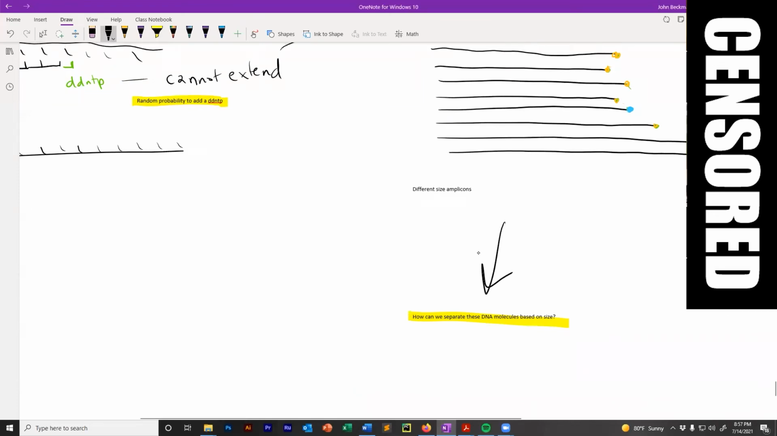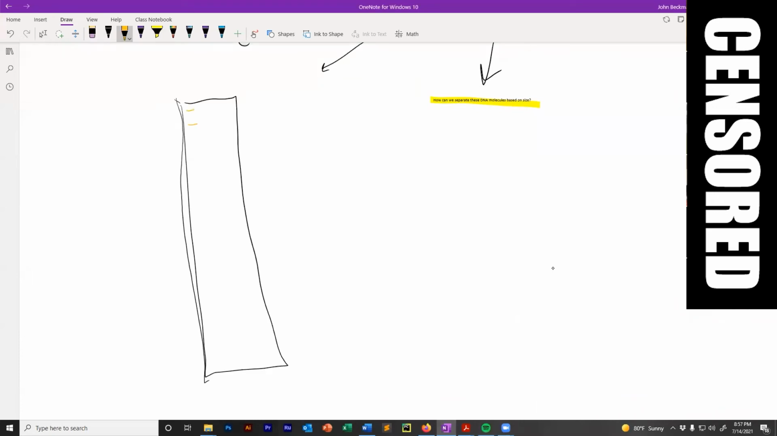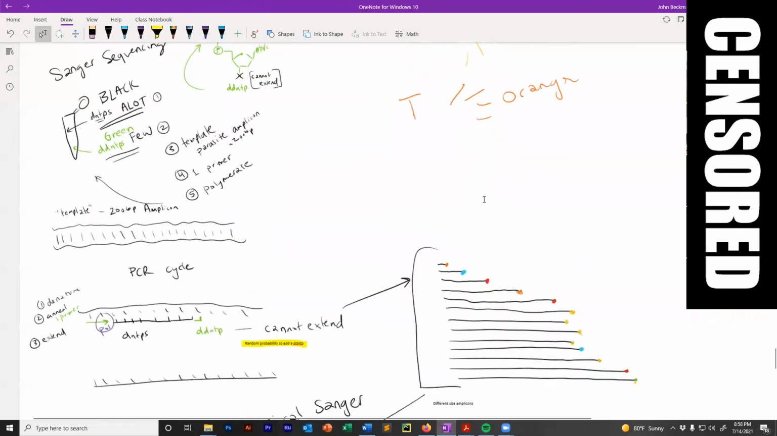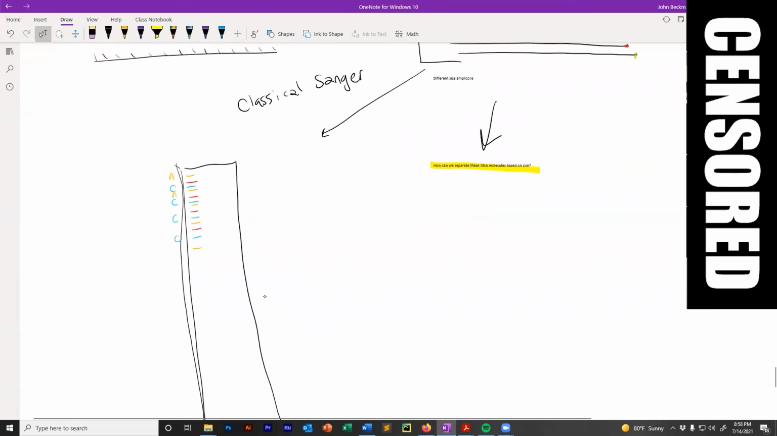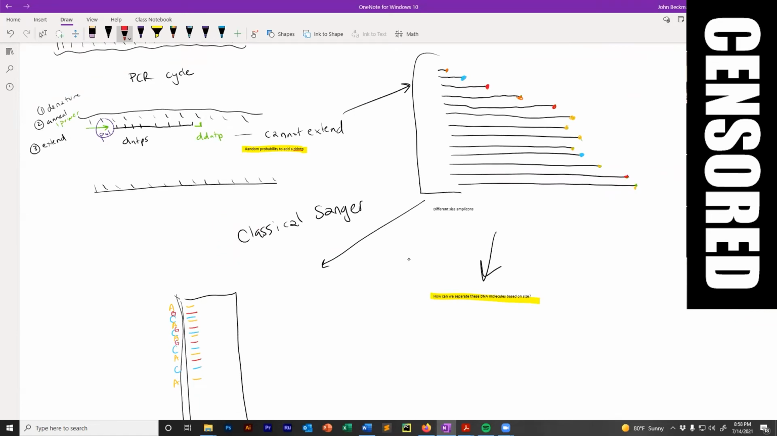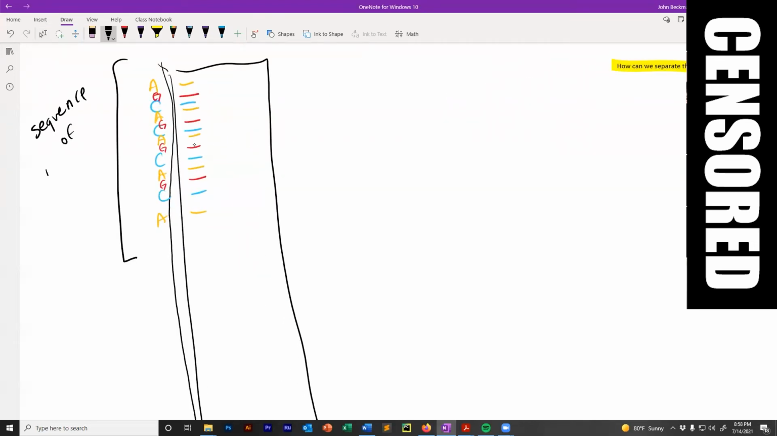So in early Sanger, in classical Sanger, they would take these and they would run a very, very long gel. And you would get bands of different sizes that would shine different colors. And from this, we could know blue was C, C, C, C, C. Yellow was A, A, A, A, A, A. And red was G, G, G, G. And do you see now? This is our sequence of DNA.